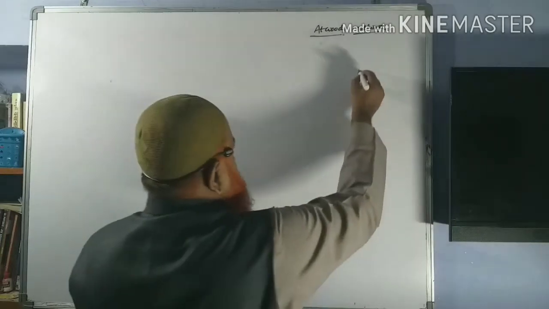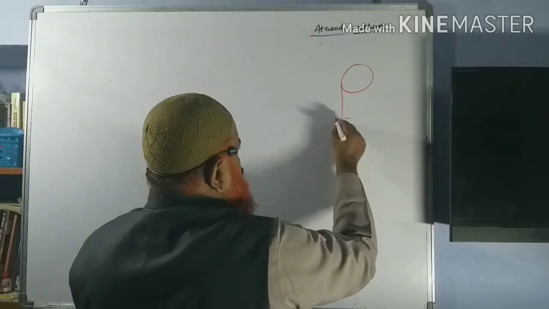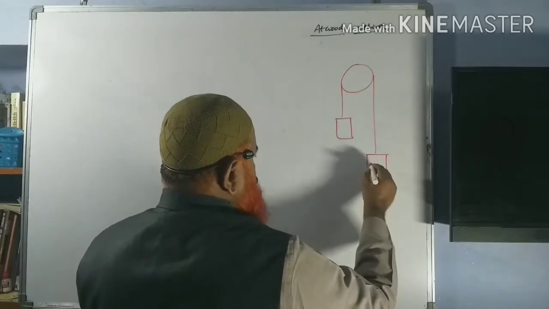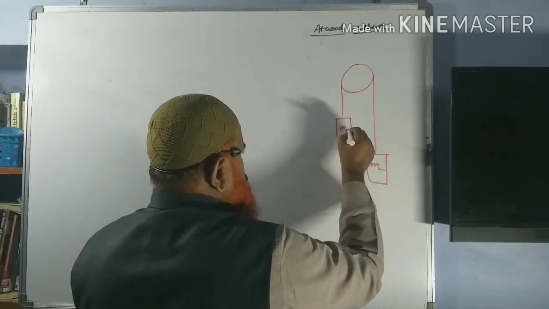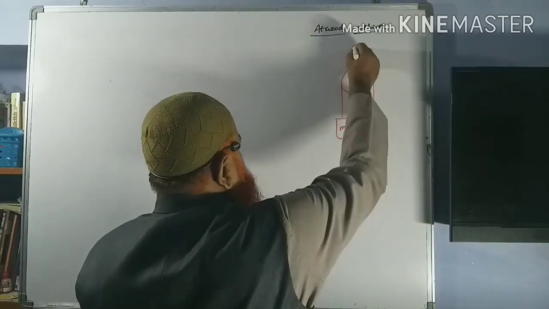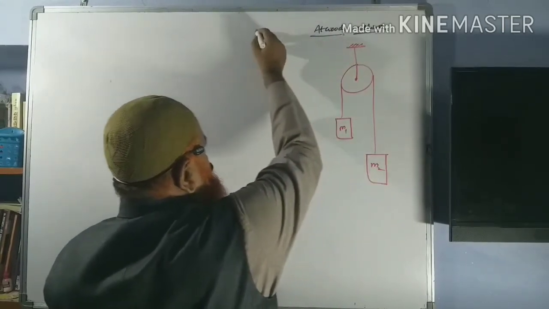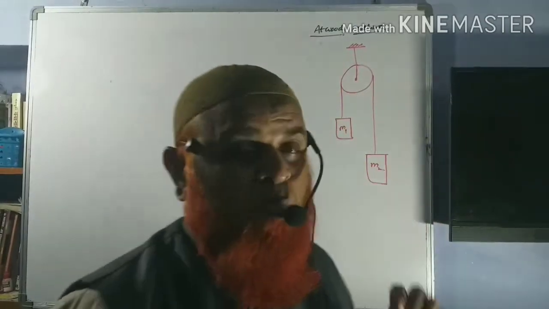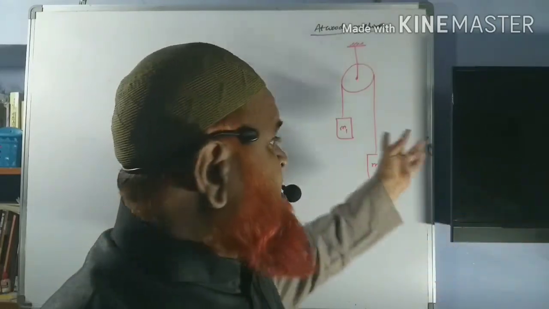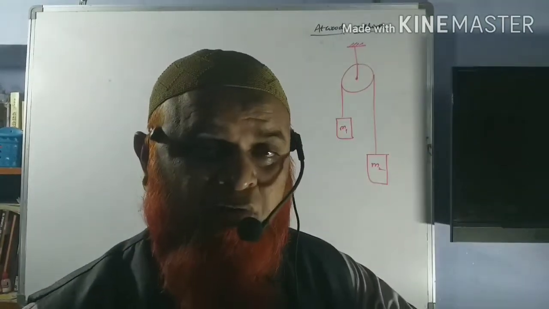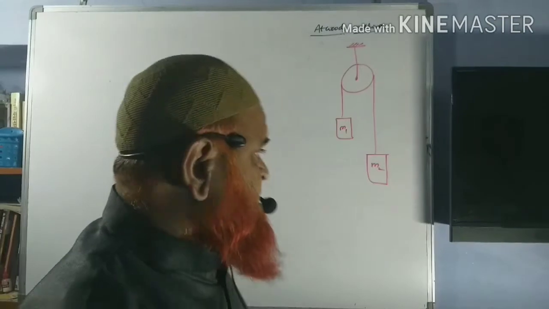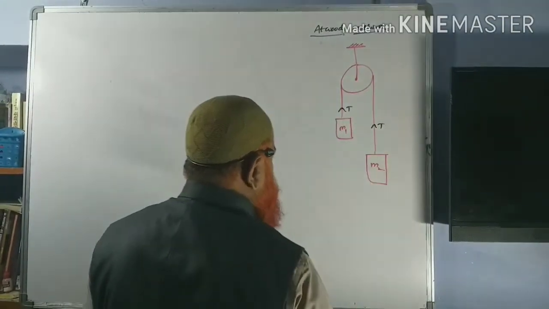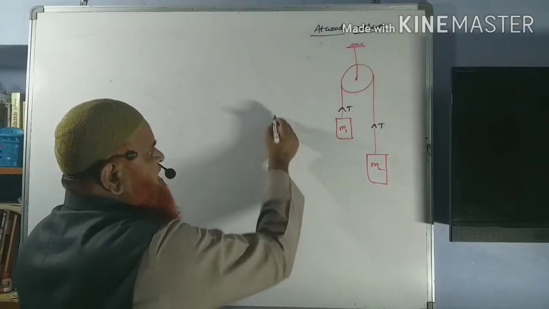Here in this Atwood's machine, there is a pulley, there is a block, and here there is another block. Let us imagine this is of mass m1 and this is of mass m2, and this is a frictionless pulley which is connected like this. In this case you have to find the acceleration of the two blocks as well as the tension acting on the string because of these two blocks. Let us imagine the tension is T. So you have to take a free body diagram in this case.